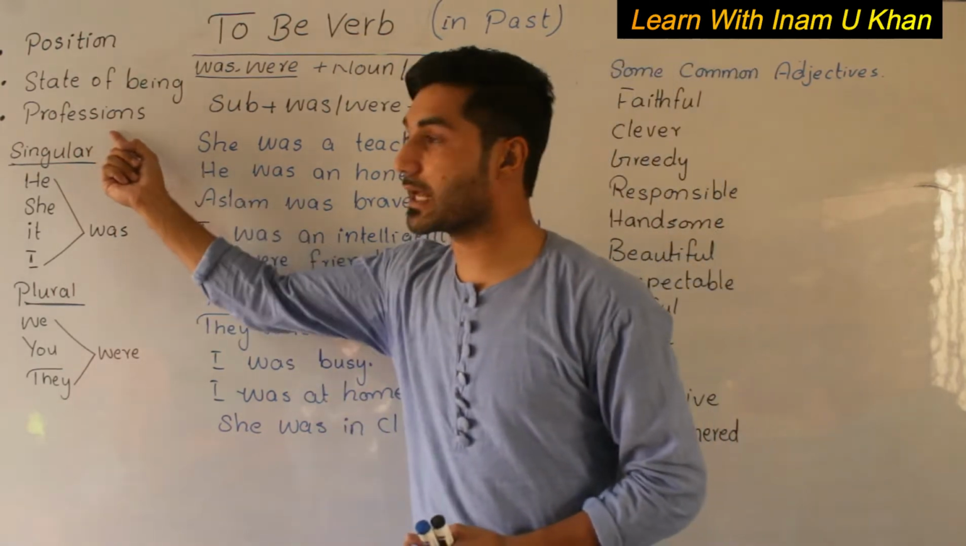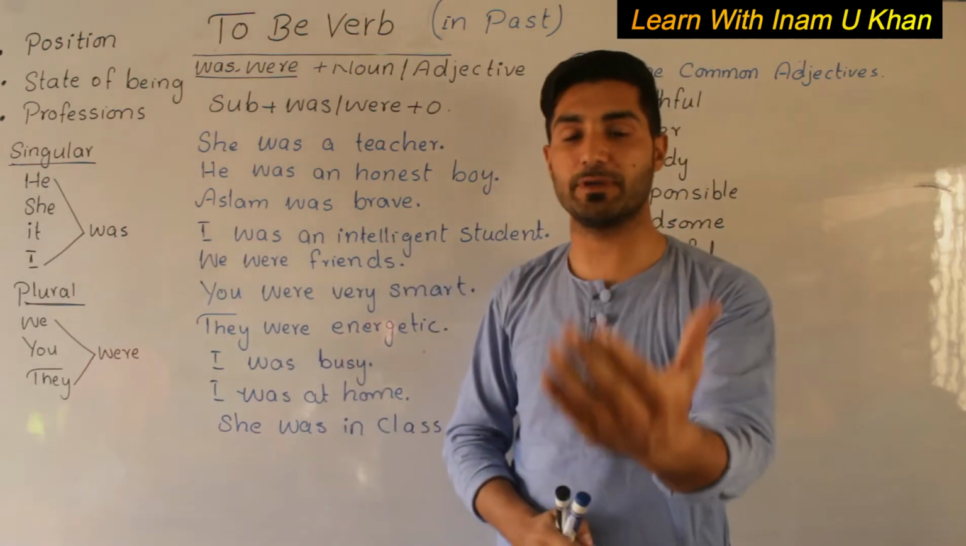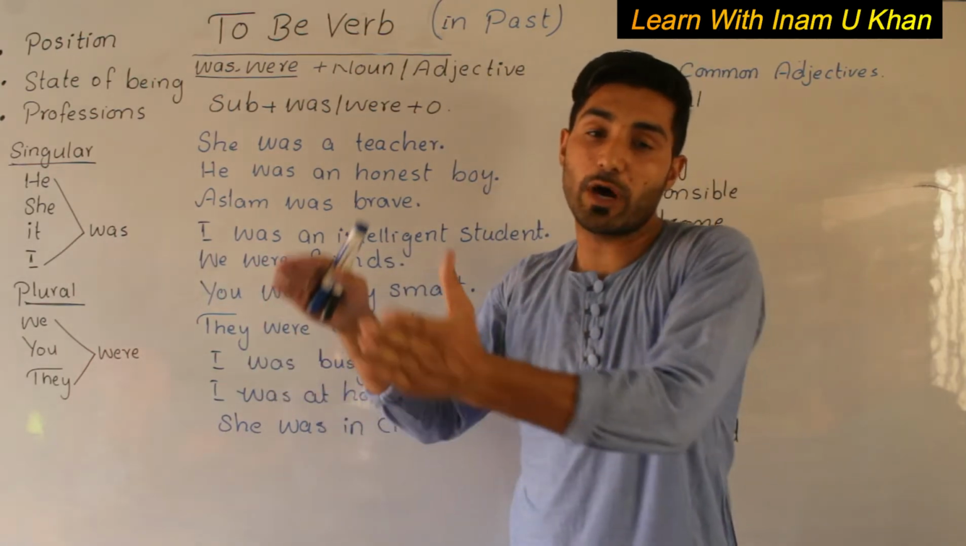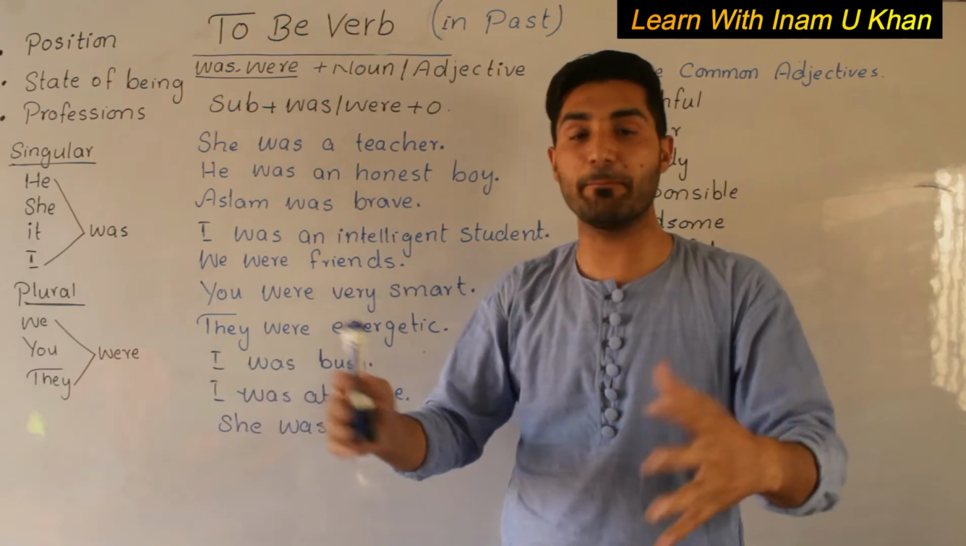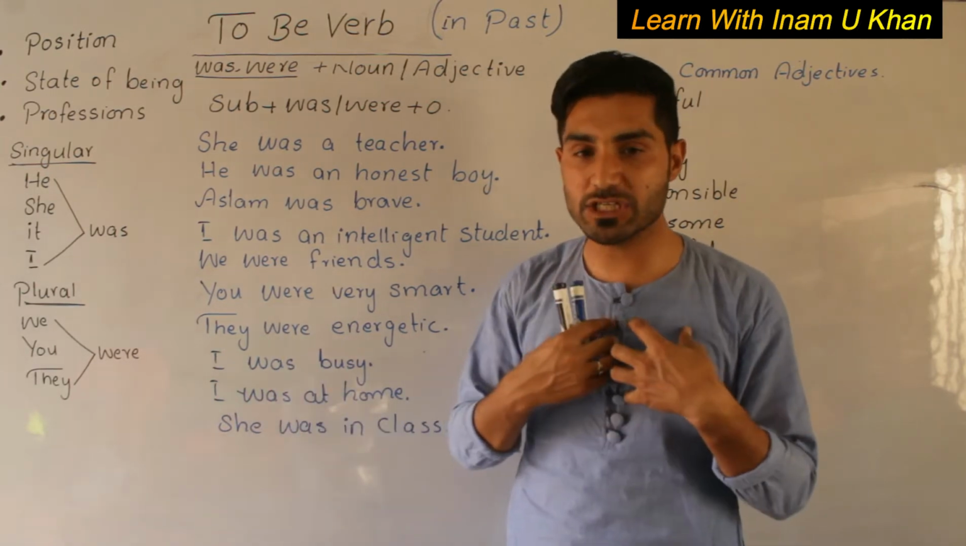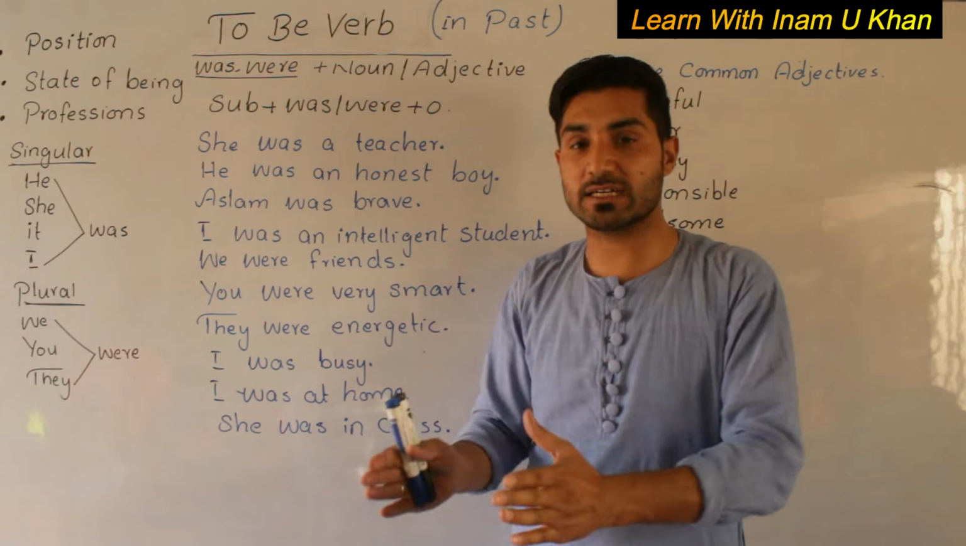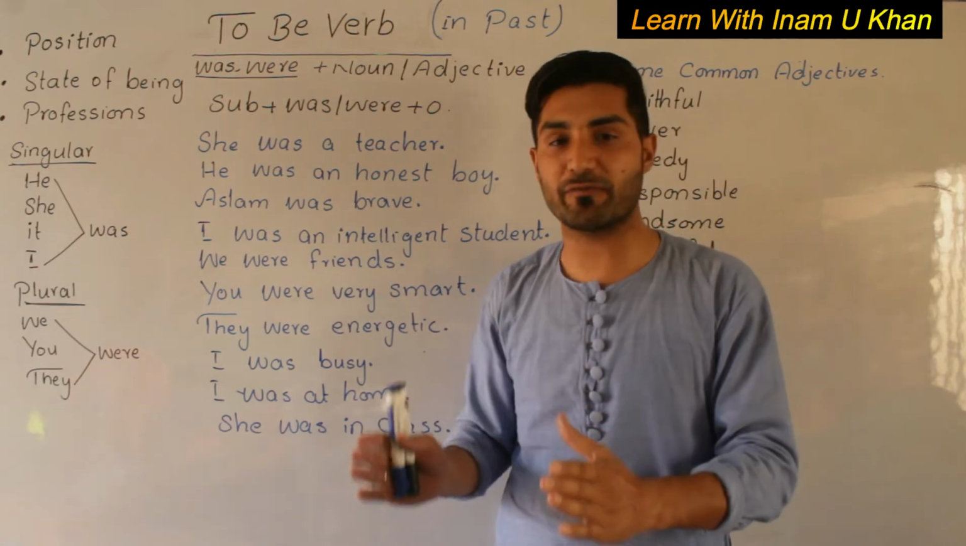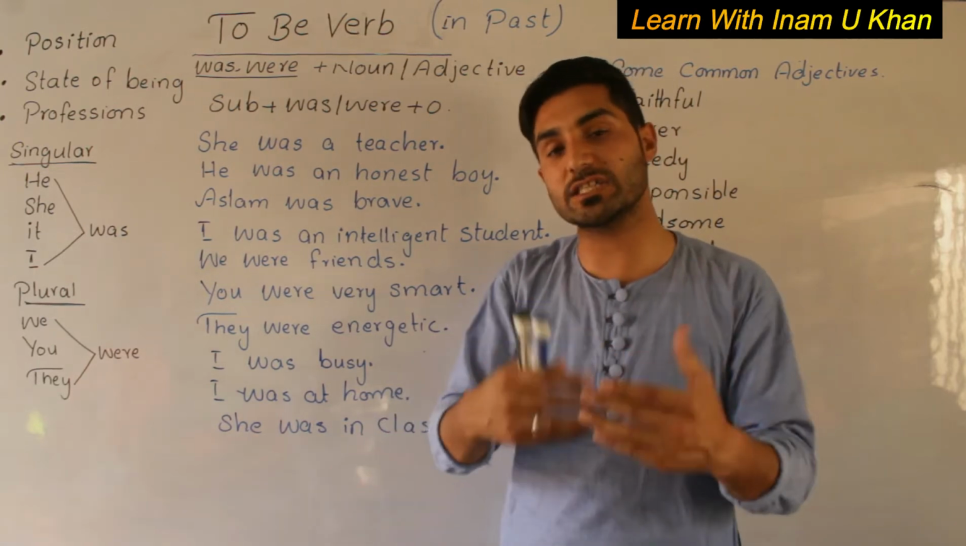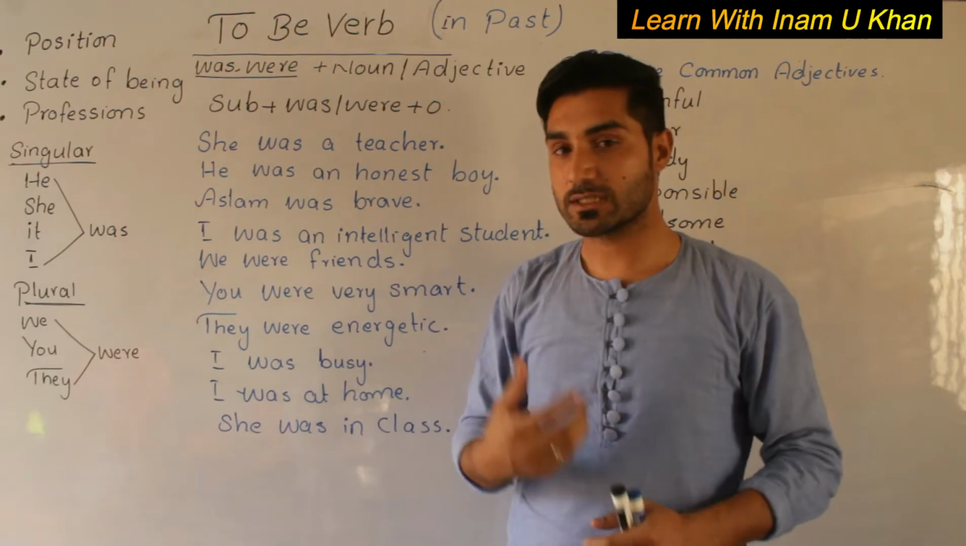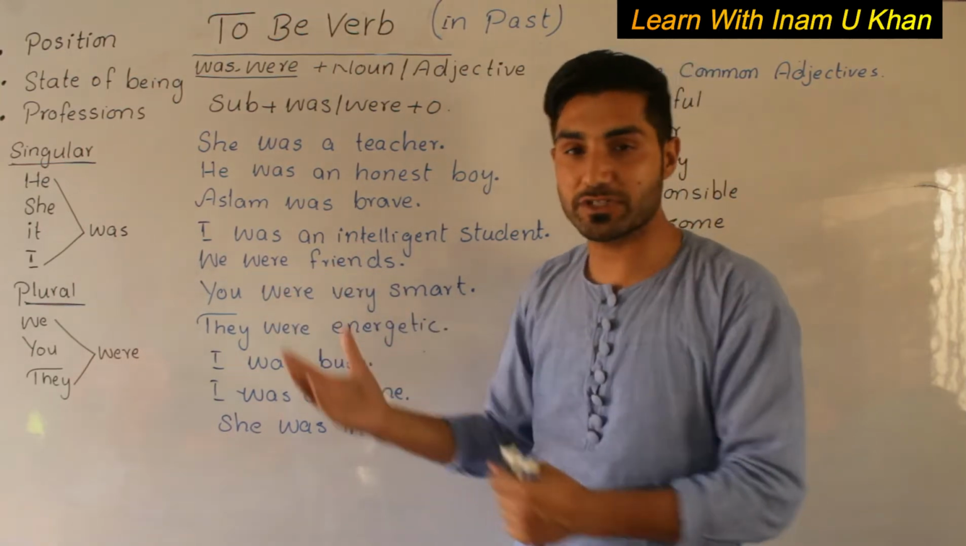Here, we can also discuss the professions of people, that is, what is he or what is she? For example, what am I? I am a teacher. So being a teacher is my profession. Teaching is my profession, and I am honored to be a teacher. So you can also discuss professions with the to be verb.